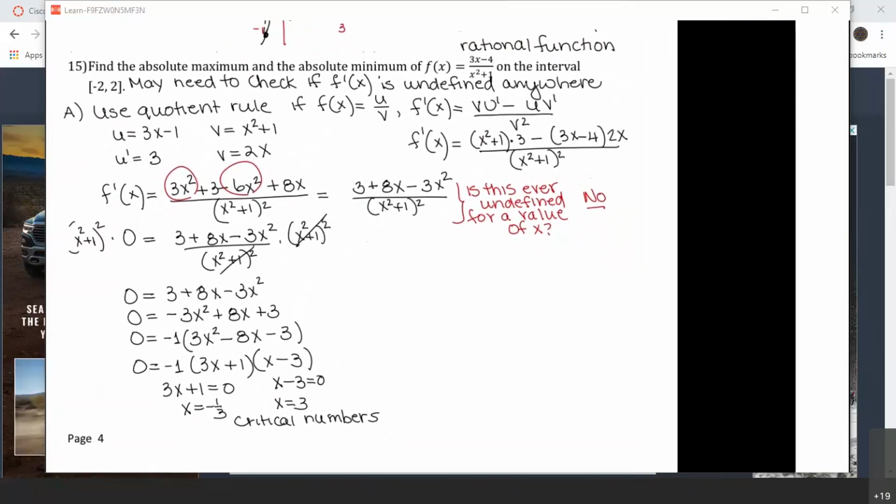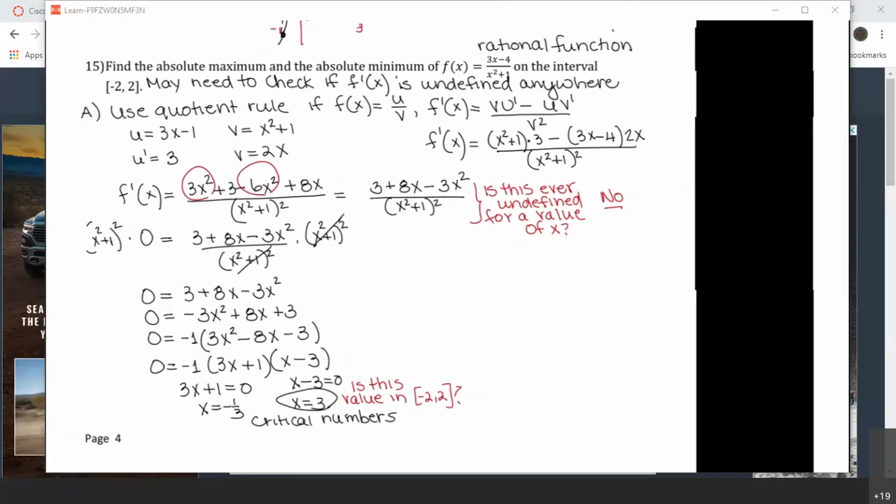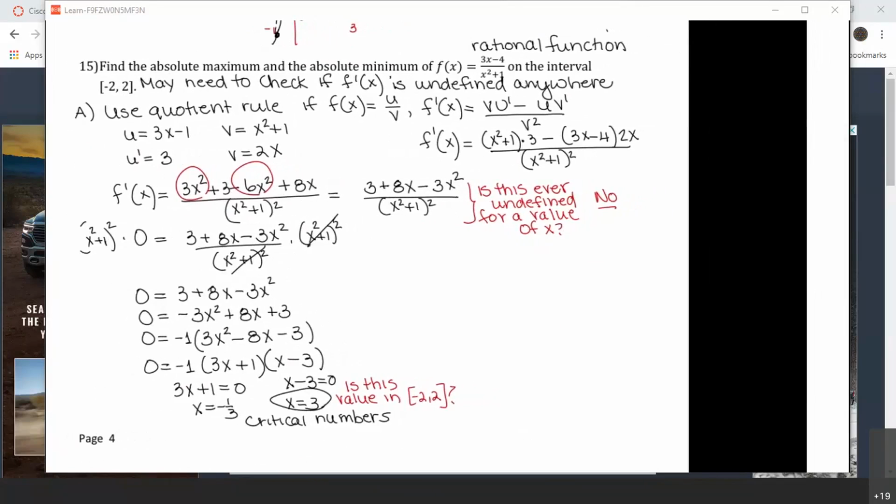So let's take a look at what I have. I have critical numbers. I have a critical number of -1/3. That's within this interval, right? Between -2 and +2. What about this critical number? Is this value in my interval? What do you think?